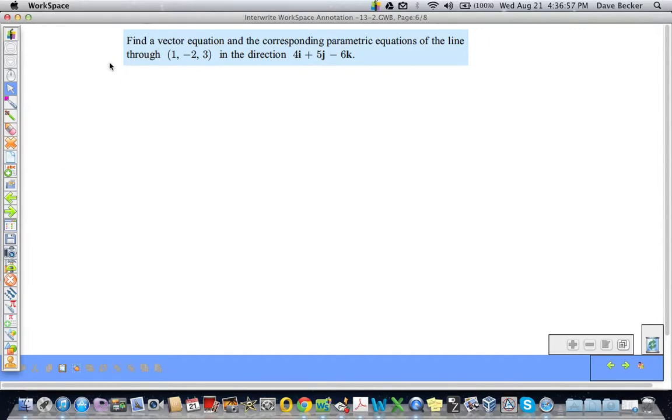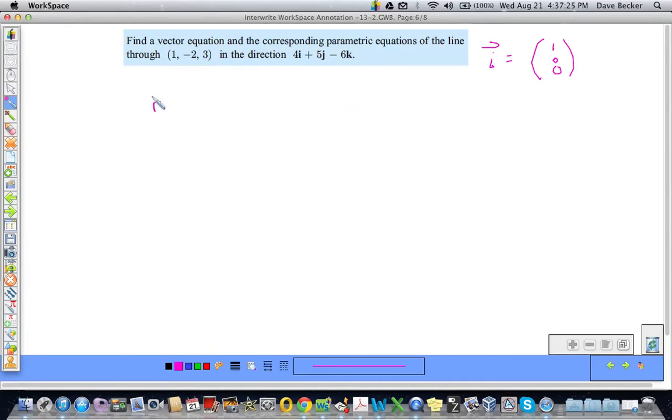So let's find a vector equation and the corresponding parametric equations of the line through (1, -2, 3) in the direction of 4i plus 5j minus 6k. Remember, i, j, and k are our unit vectors, so this is in unit vector form. Just a quick review, remember the vector i is (1, 0, 0), and then j is (0, 1, 0), and k is (0, 0, 1).